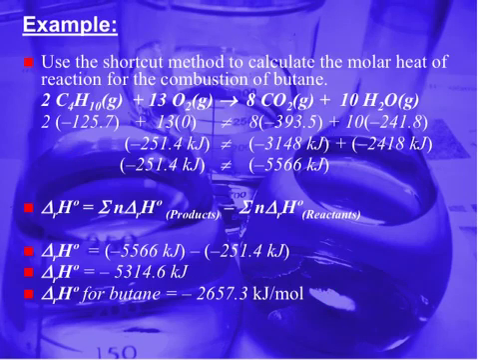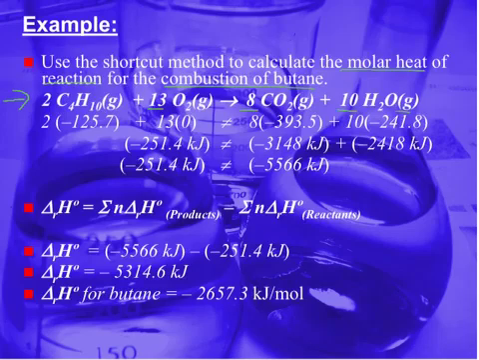Let's use our shortcut method to solve another example. Here we want to find the molar heat of reaction for the combustion of butane. The first thing we need to do, as always, is to come up with a balanced equation. 2 moles of butane will react with 13 moles of oxygen gas to produce 8 moles of carbon dioxide and 10 moles of gaseous water. The next thing we need to do is to look up the heat of formation for all of our reactants and all of our products.